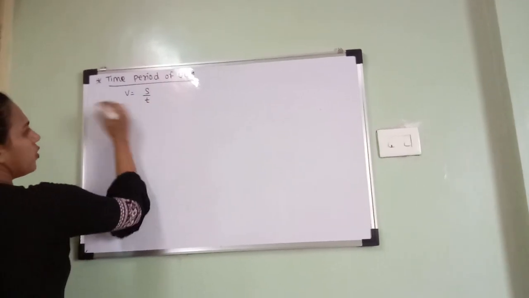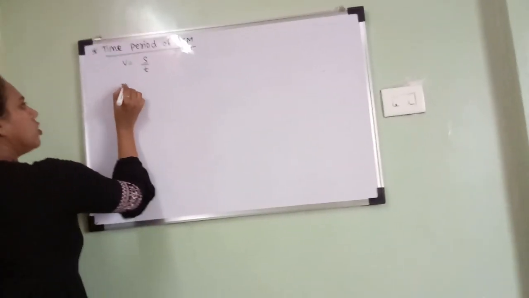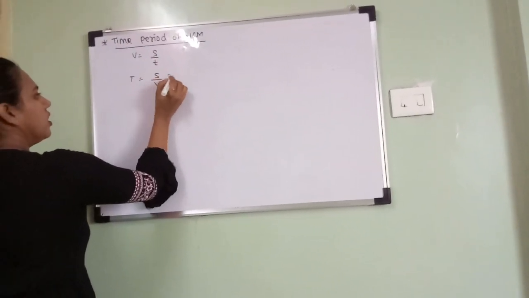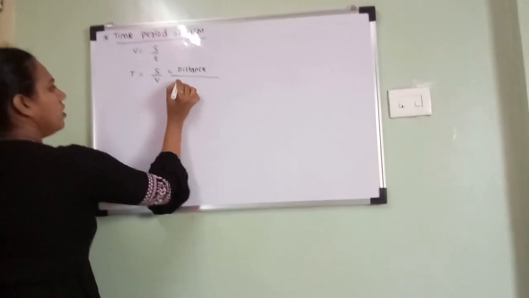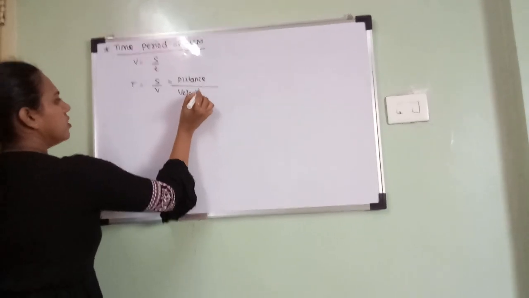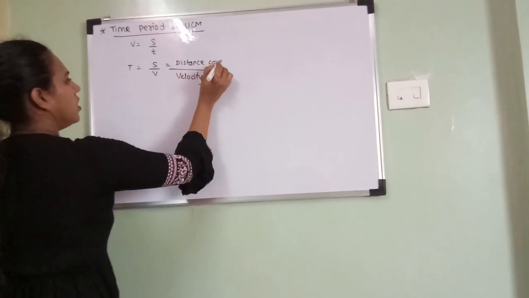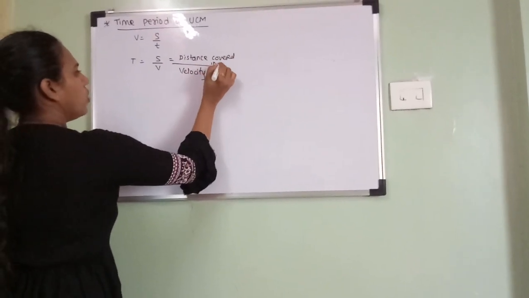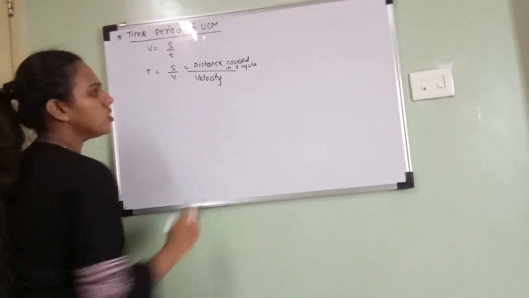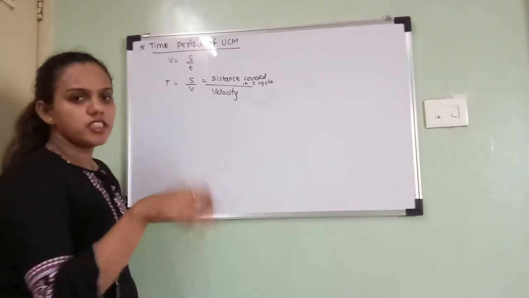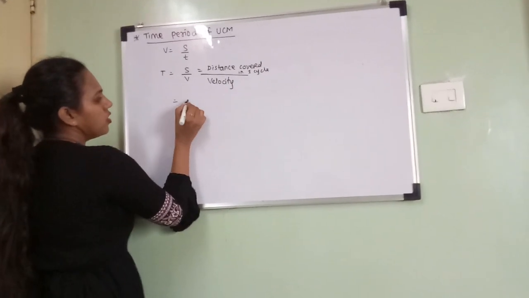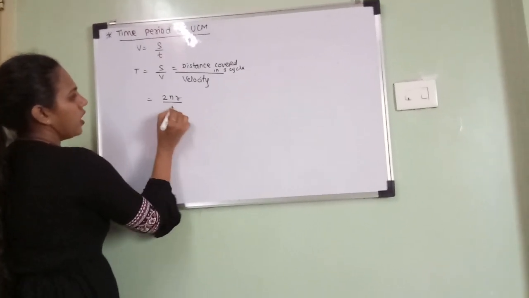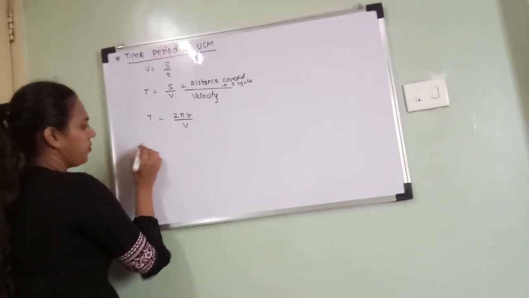S by T. So from this you can calculate T. So T is equal to S by V. S is nothing but distance upon velocity, or you can say distance covered in one cycle. So what is the distance covered in one cycle? It is nothing but equal to the circumference of the circle, which is 2 pi r. So you can say it as 2 pi r upon V is capital T.